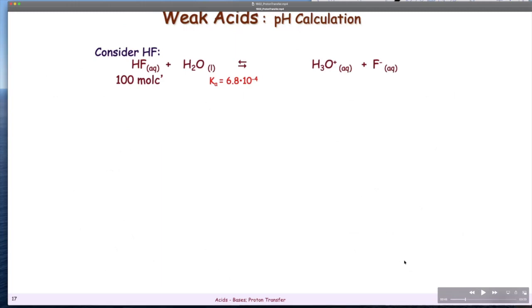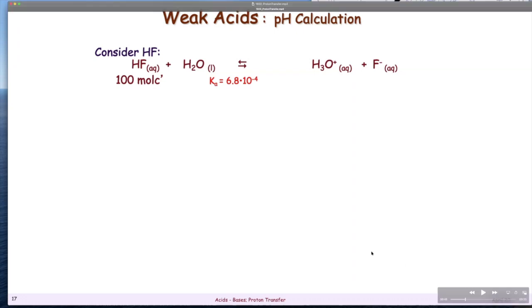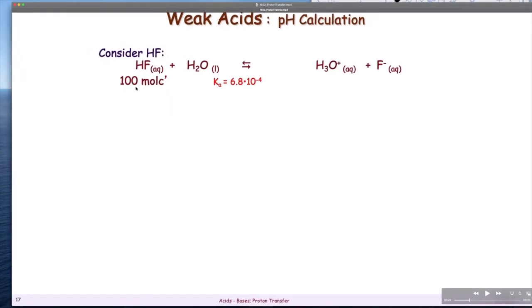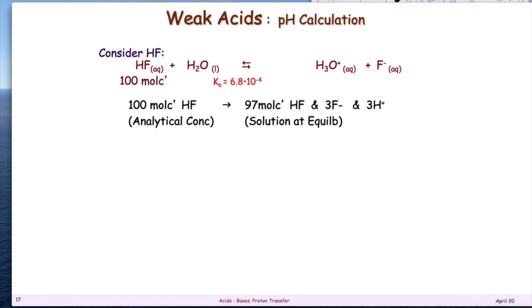Here's an example of hydrofluoric acid. In hydrofluoric acid, what we have here is HF donating its hydrogen to water. And we know that HF is a weak acid. So again, what does that mean? It means that if you have 100 molecules of HF and it forms product, then only a small percentage of that HF will dissociate. Let's say like 3 out of 100.